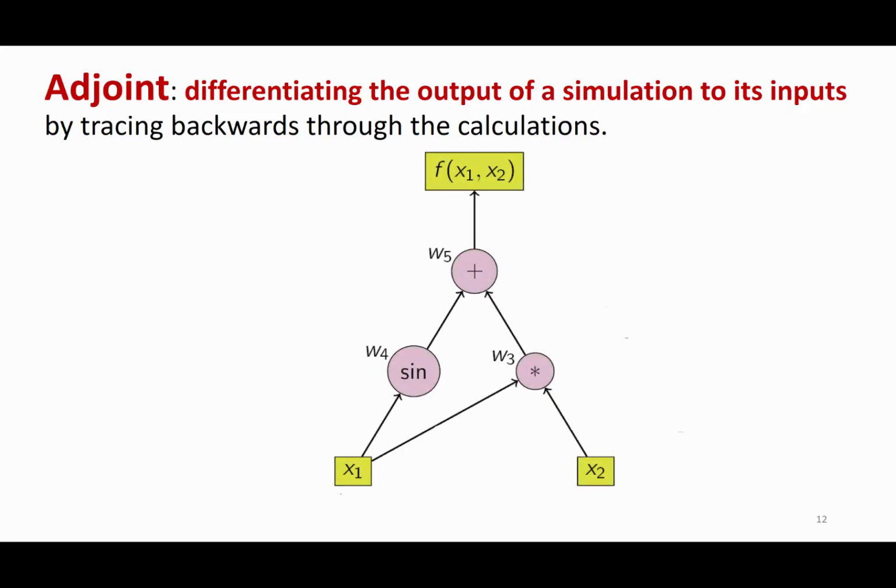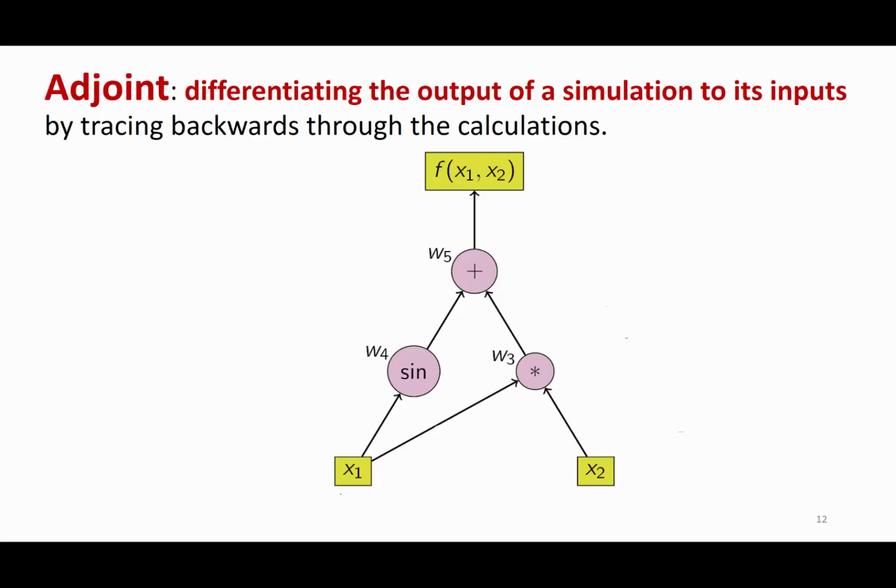I'm going to give an example. This is my simulation. It's a very small simulation, but if I choose a big simulation, the adjoint process actually works exactly the same. This simulation has two inputs, x1 and x2, and has one output, f, that depends on the inputs.